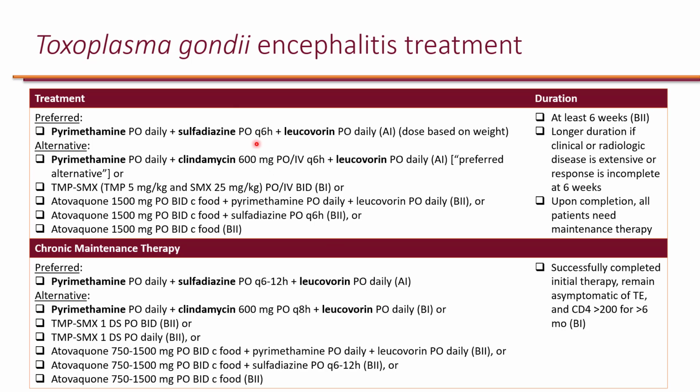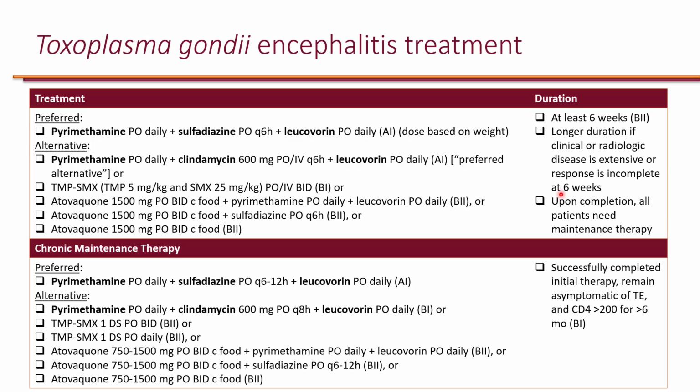For Toxoplasma gondii encephalitis, the treatment is a combination of pyrimethamine, sulfadiazine, and leucovorin. That's the preferred agent. And you want to treat for at least 6 weeks. So this is a 6-week treatment. And even longer duration if clinical or radiologic disease is extensive or response is incomplete at 6 weeks. So you have to monitor the patient through the 6 weeks and see how they're improving.